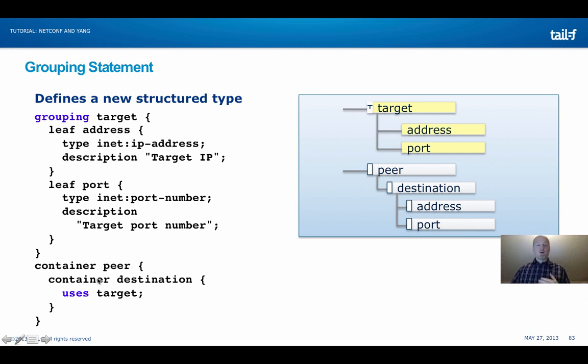When you define your data tree for the data model, here's a container pair with a container destination. You could of course say leaf address, leaf port, but rather in this case use uses target, where target is a previously defined grouping. So groupings are extremely useful. Put together, a subtree definition can be arbitrarily complex, and then you can, along your data tree, just inline that grouping by saying uses target, and now pair destination will have an address field and a port field.